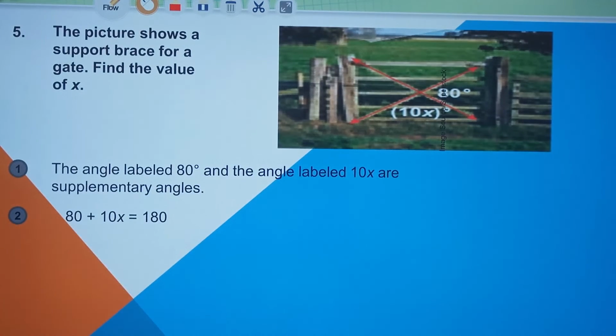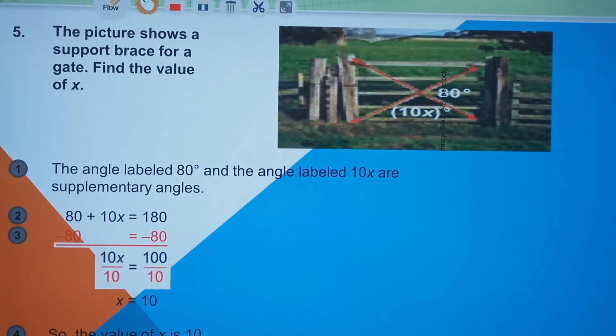So we will formulate this equation. I have 80 plus 10x equal to 180. After that, what will we make? We'll make minus 80 from both sides. After I make minus 80 from both sides, I will divide both sides by 10. So the next step, find the value of x, that equals 10. So the value of x here will be equal to 10.